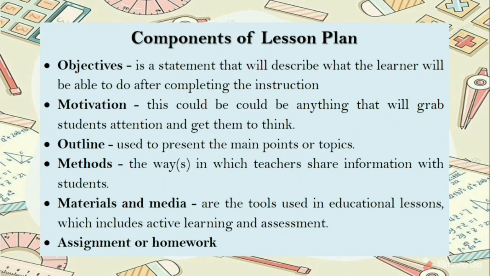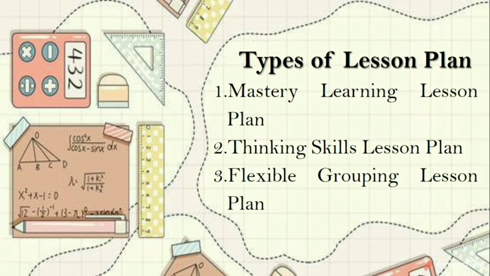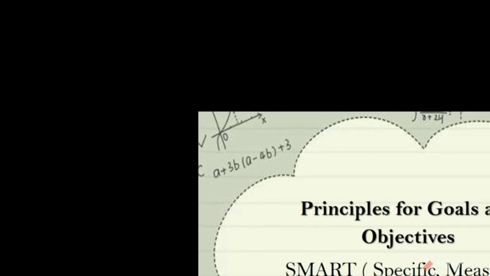Components of lesson plan. Objectives: a statement that will describe what the learner will be able to do after completing the instruction. Motivation: this could be anything that will grab students' attention and get them to think. Outline: used to present the main points or topics. Methods: the ways in which teachers share information with the students. Types of lesson plan: mastery learning lesson plan, thinking skills lesson plan, flexible grouping lesson plan.